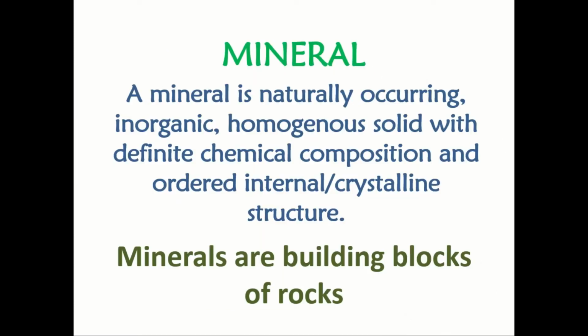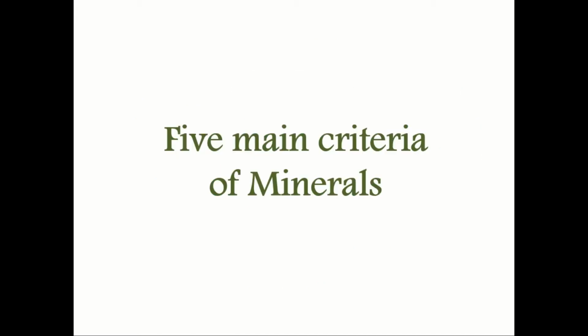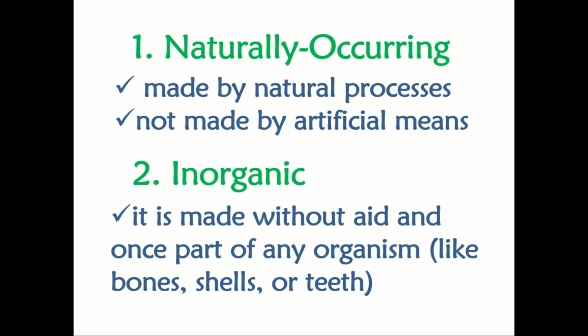So, what are minerals? A mineral is a naturally occurring, inorganic, homogeneous solid with definite chemical composition and ordered internal crystalline structure. So basically, minerals are building blocks of rocks. We have 5 main criteria of minerals. So let's find out. Number 1, it's naturally occurring, meaning it is made by natural processes and not made by artificial means.